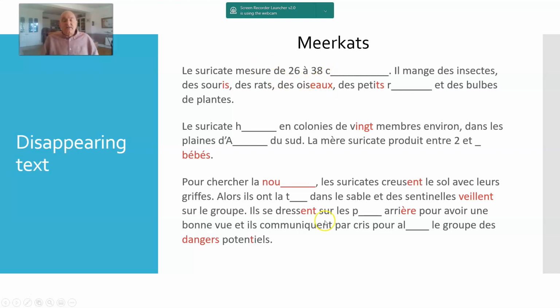So let's say the students have seen this text here, it's on the board, and then you read aloud, "Le suricate mesure de 26 à 38," and hopefully you're thinking centimètres. And the students would call out "centimètres" or put up their hands and so on. And so you can work through that. That's your first version of disappearing text.